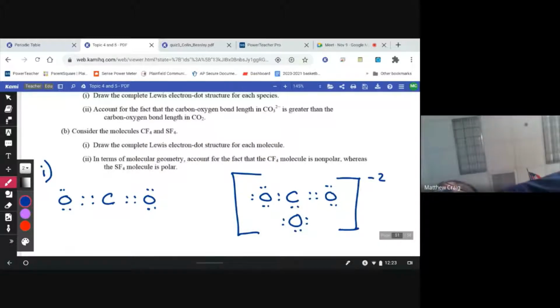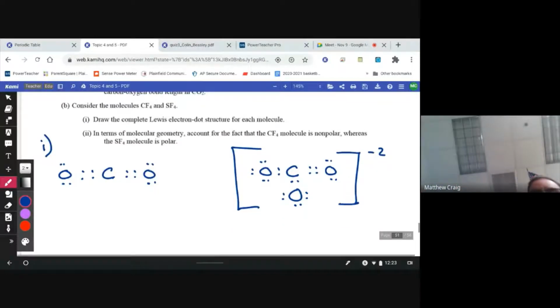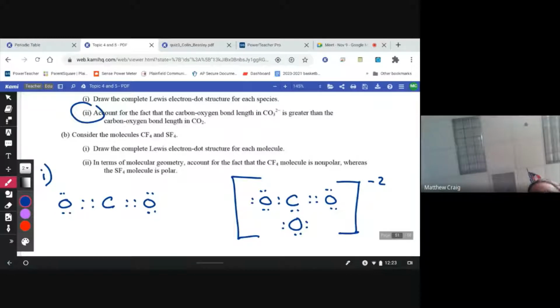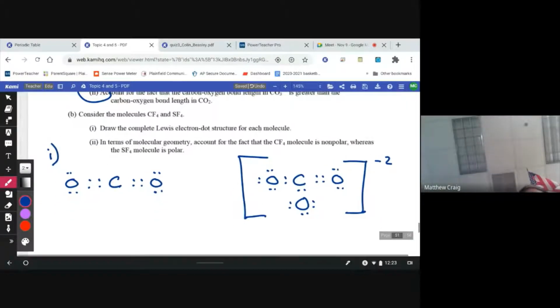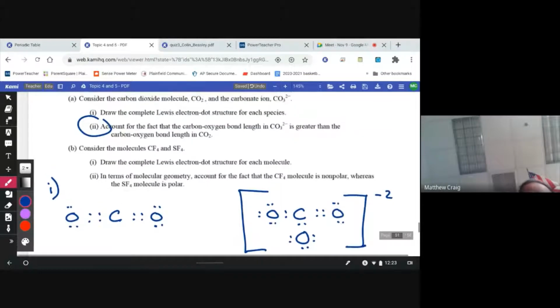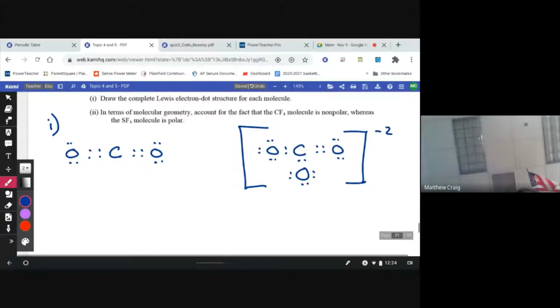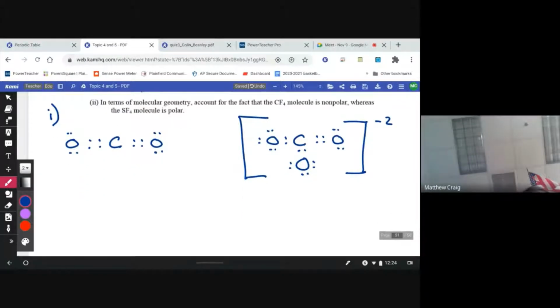You drew a picture? Oh. So why is this statement true? Account for the fact. What is the main difference? And again, it says that it is greater or longer. Why? Has a what? Negative charge. A negative charge. So that's the reason why these bonds are longer.